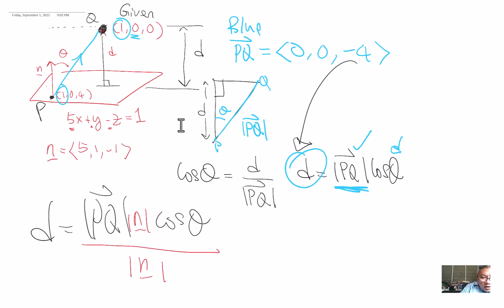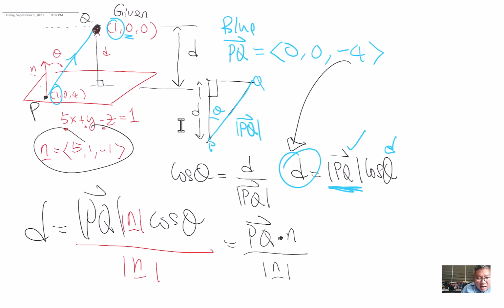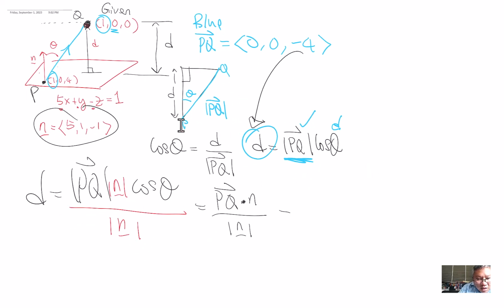Because the numerator is nothing but PQ dot n, and then the denominator is the magnitude of n. Perfect. We have everything now, because I do know n, right? I know PQ. And now I don't have to deal with theta. I can immediately compute this answer here.